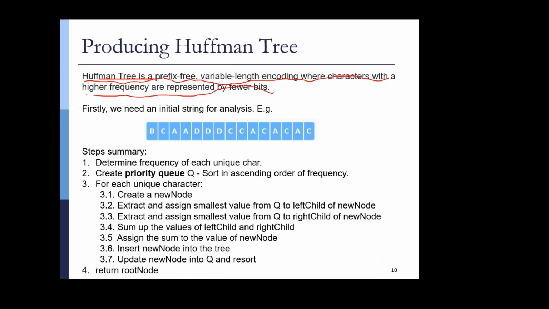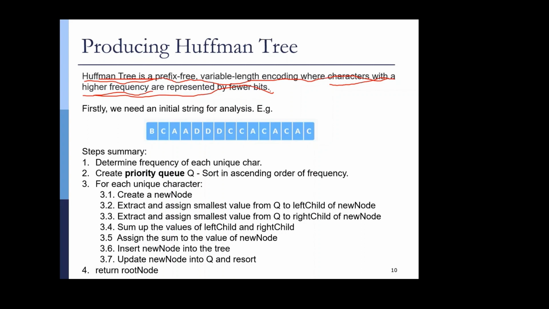Okay, this is the interesting part. Characters with a higher frequency are represented by fewer bits. So that means, you see, when you send a text, some letters are more frequent, right? For example, A is very, very frequent in most text messages. A is very frequent, correct or not? Maybe a character like Q or Z is not so frequent, correct or not?